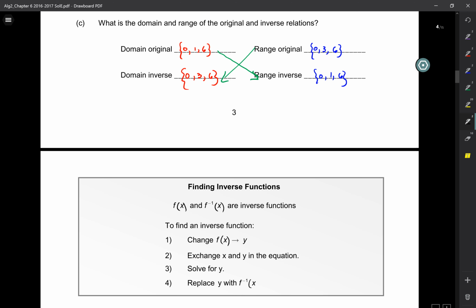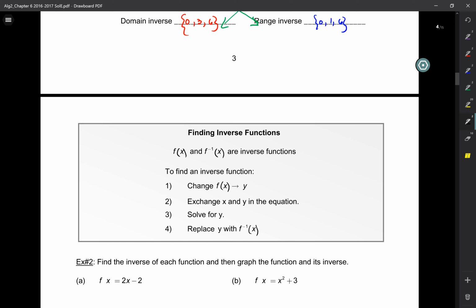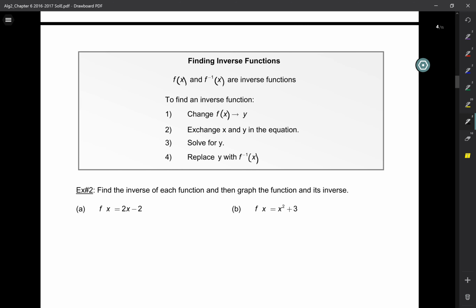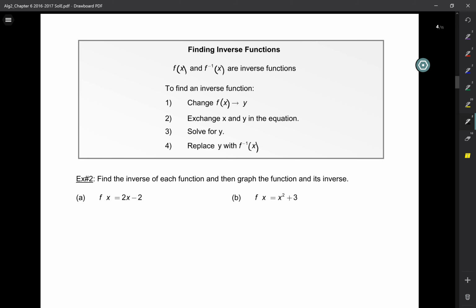Now, we figured out that if you have a graph, if you have points, how you can graph the inverse. Well, what if all you're given is a function f of x, and you want to find the inverse? What do you do there? First of all, a little bit of notation. If f of x is the name of the function, then the name of the inverse is f to the power of minus 1, but it's not to the power of, it's just a label for inverse of f, okay? All right, so here's what we do.